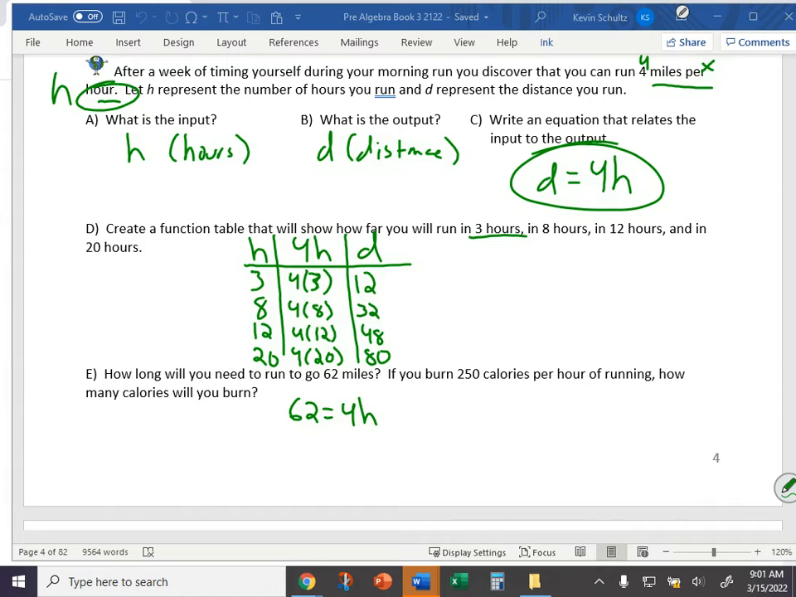Right, a one-step equation. We're multiplying 4 and H together. So divide both sides by 4. And that ends up being 15 and a half. 15.5 hours. It's a long time to run.